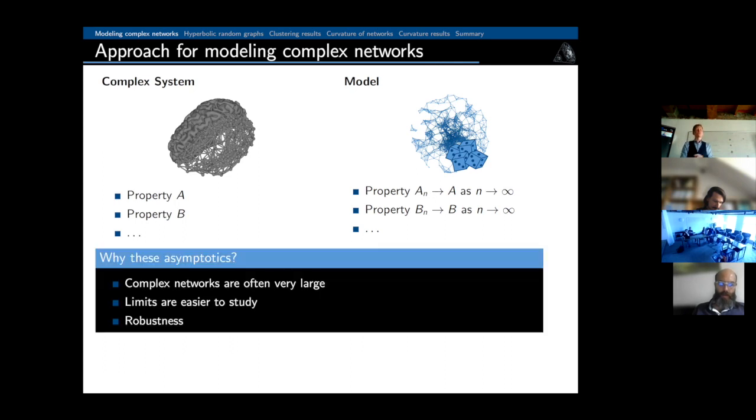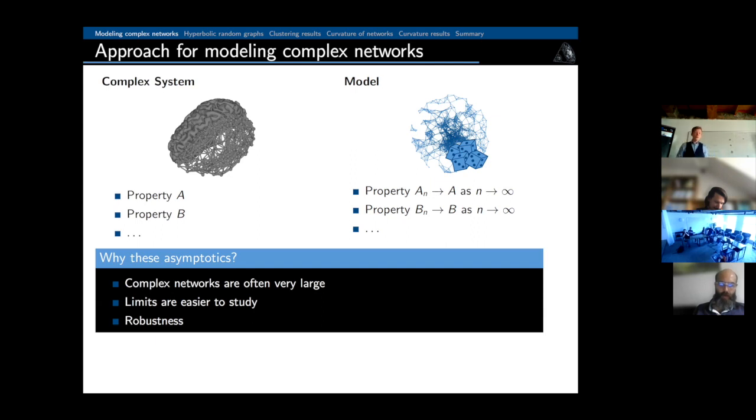There are several reasons why we're doing these asymptotics. First of all, usually the systems that we're trying to analyze are already quite large, meaning that the asymptotic state of the model should be a very good representation of this very large system. Another thing is, of course, that limits are slightly easier to study.